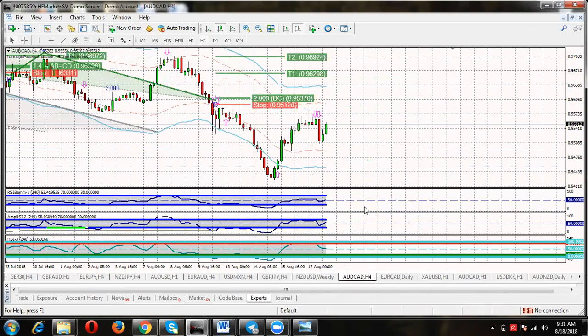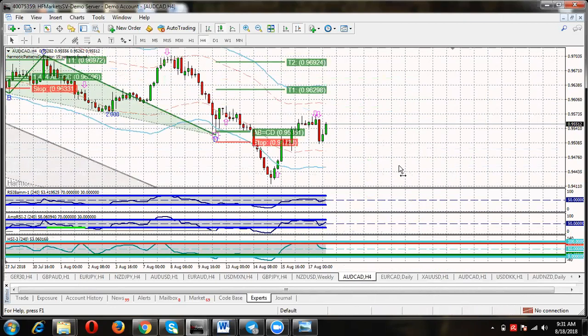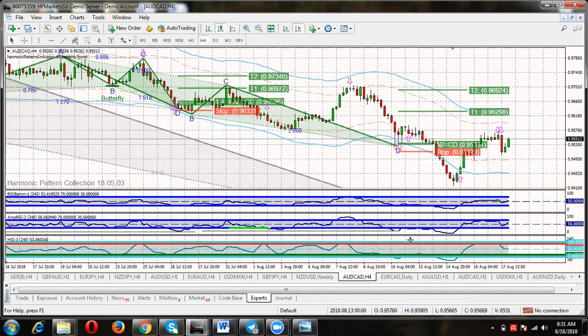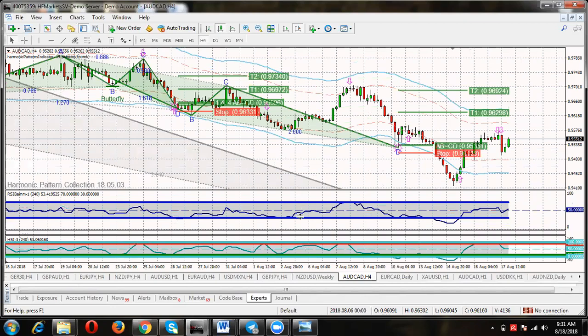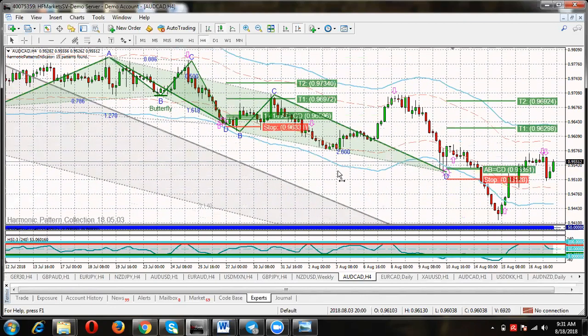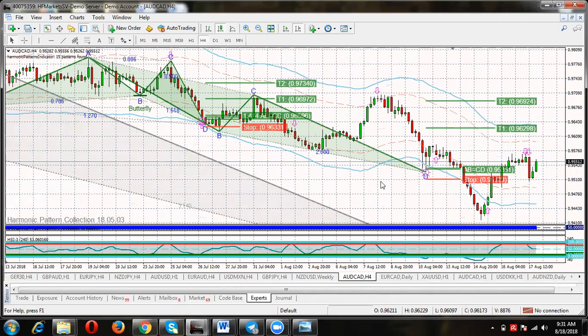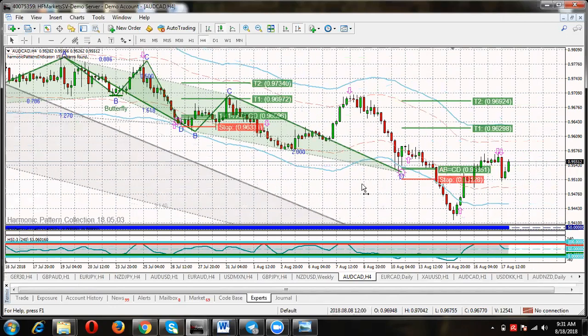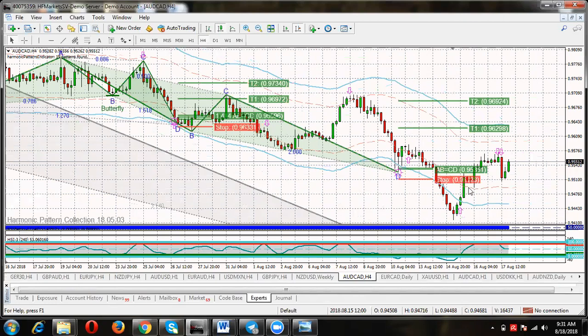Okay, so we have another one for AUD card. This one, the Harmonic gave us, let me push all these things down so you can see clearer. For this one, the Harmonic gave us an ABCD pattern. It actually hit the stop loss, but the pattern is still valid.